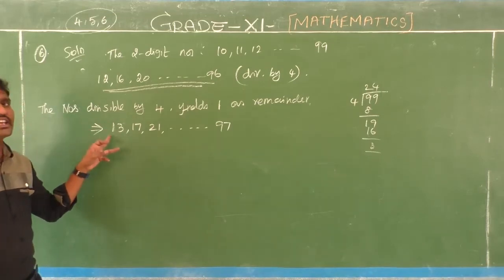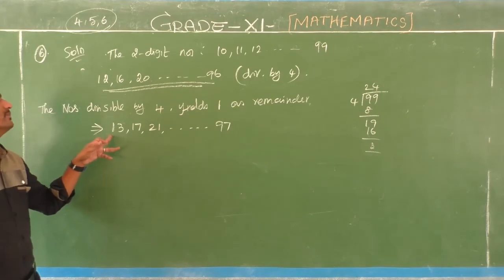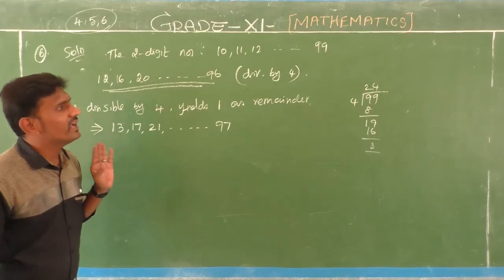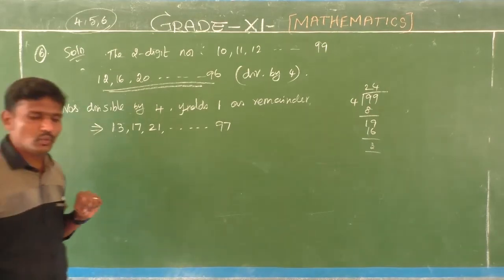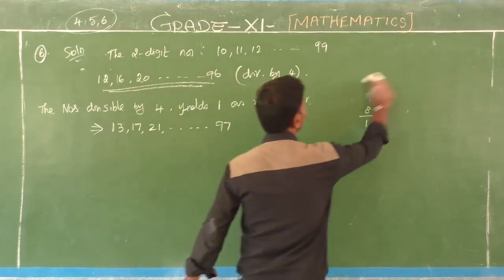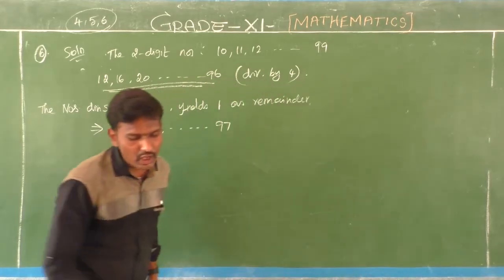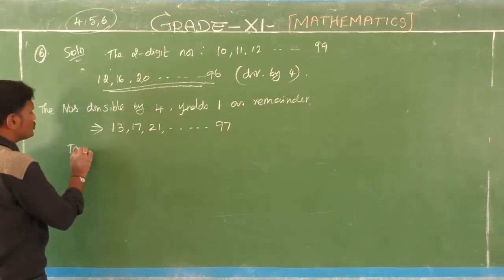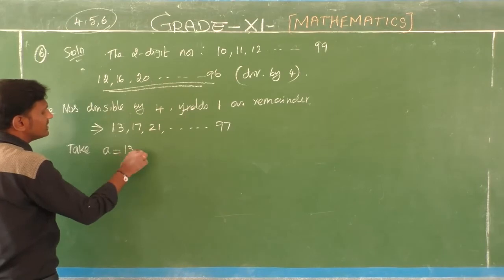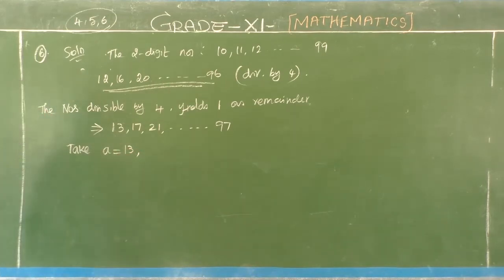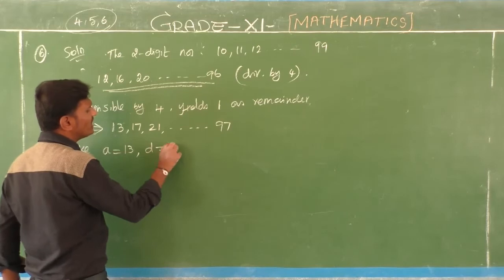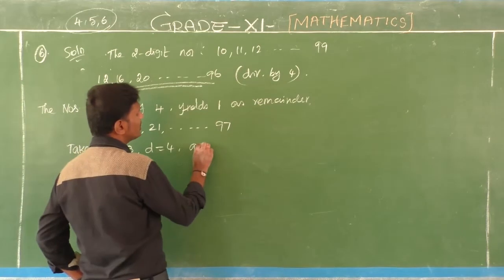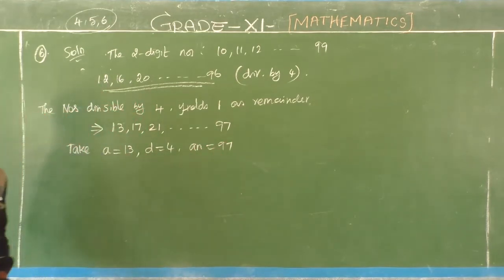So 4 3s are 12 and the remainder is 1. 4 4s are 16, the remainder is 1. Like that, the last term, 24 4s are 96 and the remainder is 1. So you got that sequence. From that sequence, we are going to find the sum. Before that, take the value of a is 13, the common difference d is 4 because it is divisible by 4, and the nth term an equal to 97.